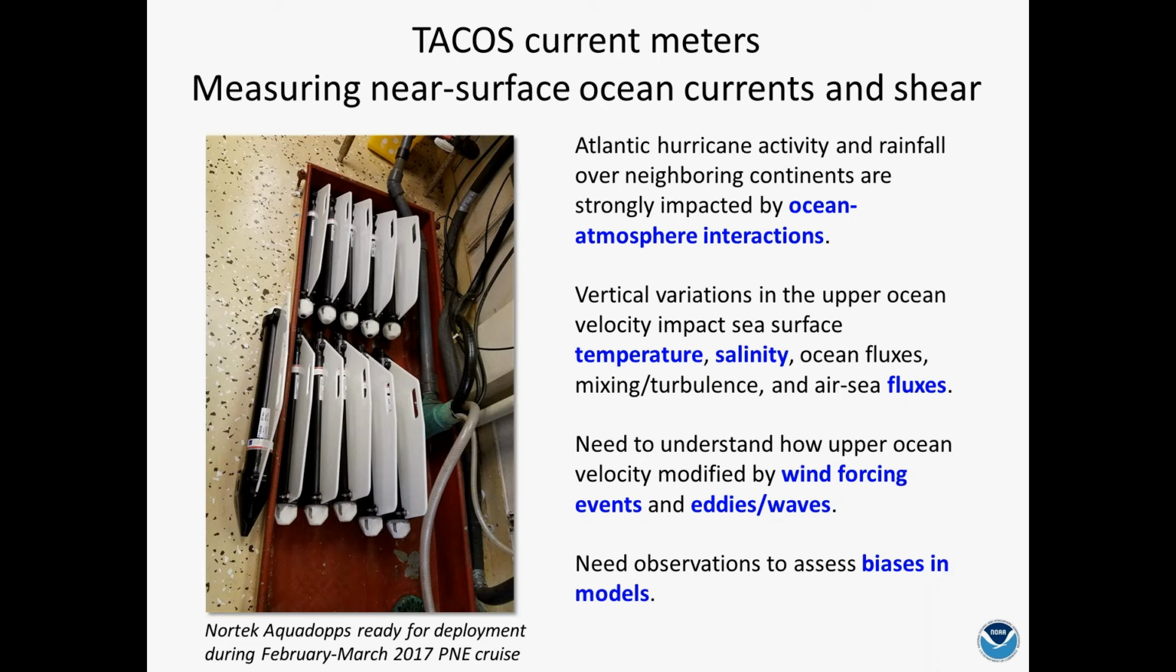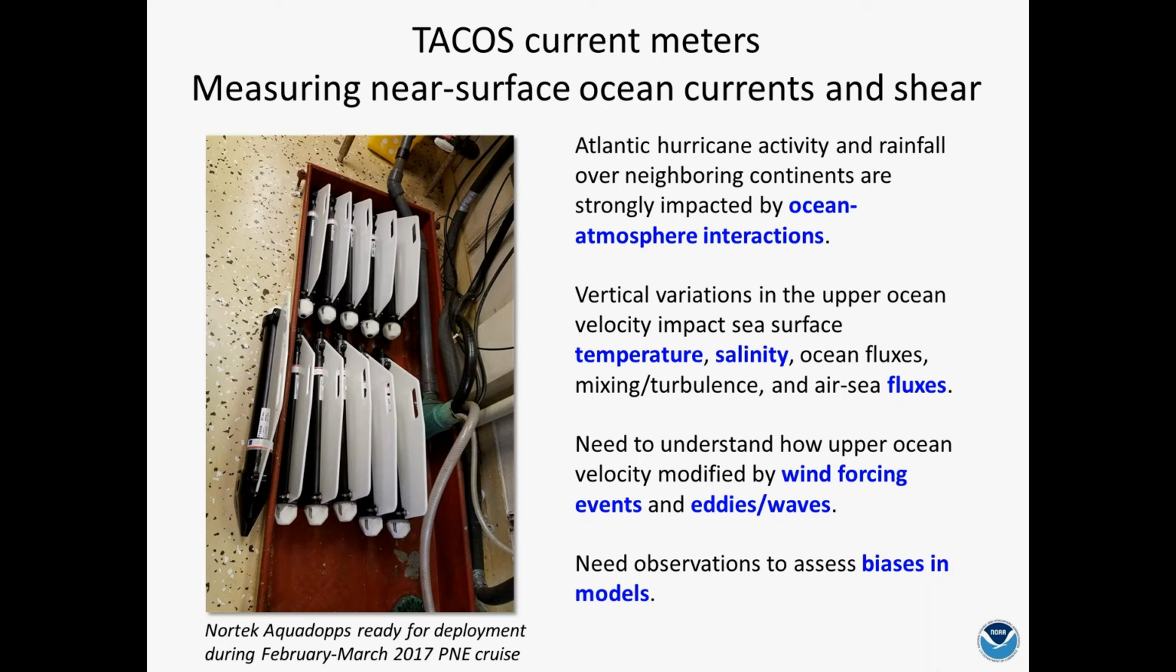But on the time scale that we need to be observing them, we want to have the ability to observe them from diurnal to intraseasonal to seasonal to interannual timescales, because we want to understand how those upper ocean currents are modified by wind forcing events, eddies and waves, and to be able to meet all of our goals.